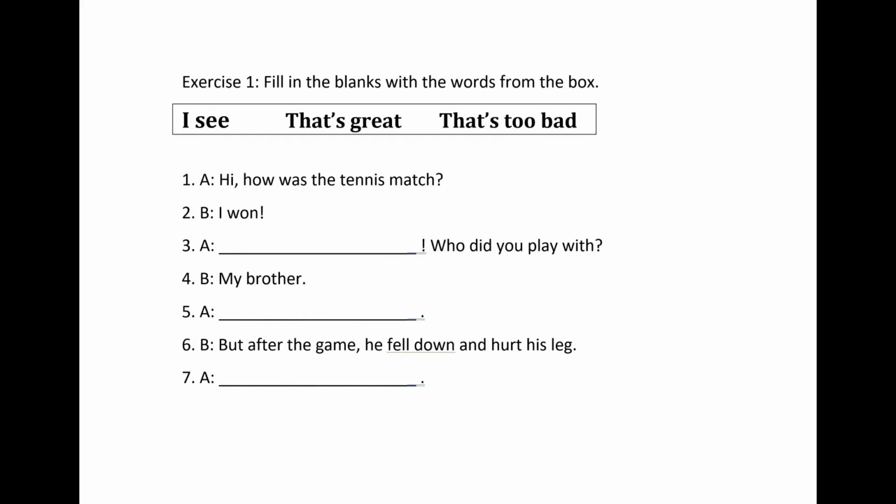A much better way is to have them use some critical thinking skills. As you can see, to do this exercise, they need to actually think about what is being said in the dialogue. So A starts and asks, "How was the tennis match?" Then B answers, "I won." In order to fill in the blank with the correct word from the box, the students need to really have thought about what B said.